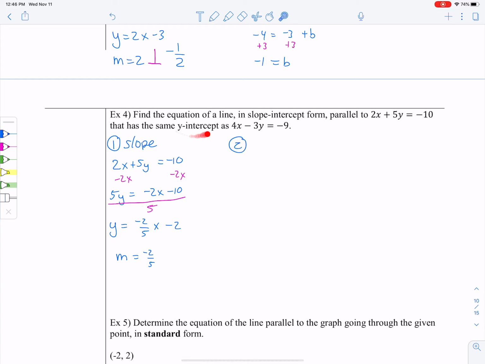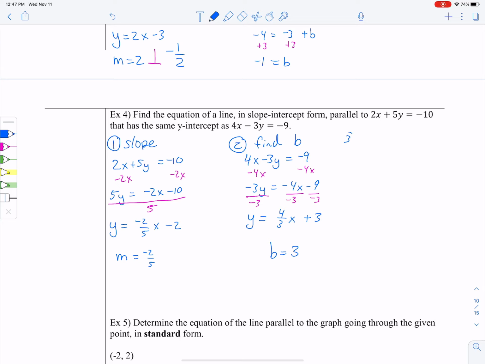Second, they want the same y-intercept. Y-intercept is the same as b. So they want us to use this and find the b. Well, to find the b, when they're giving us an equation like this, we need to do the same thing and change it into y is equal to mx plus b. So we'll move our 4x over. We have -3y is equal to -4x minus 9, and then divide everything by -3. So we get y is equal to 4/3 x plus 3. So here our b is 3.